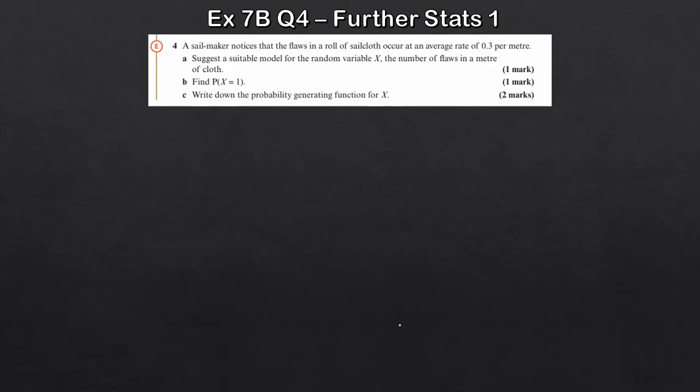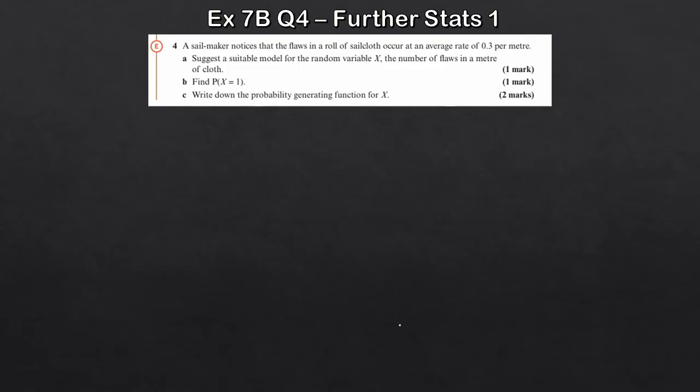So a dead brief one, I'm just throwing it in, there's a bit more practice. So we've got a sailmaker who notices that the flaws in a roll of sailcloth occur at an average rate of 0.3 per metre. So part A, we've got to suggest a suitable model for the random variable x. Just like we did with the last one, we've got to define what the distribution is. So we've got a sailmaker making the rolls of sailcloth.